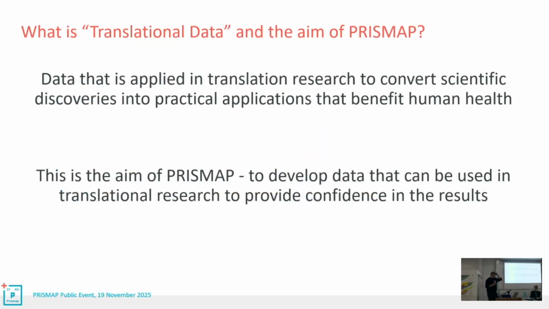So when we define translational data, the aim of PRISMAP is to say this is data that's applied into translation research to convert scientific discoveries into practical applications that benefit human health. So this is an aim of PRISMAP, especially in Work Package 11, to develop data that can be used in this translational research to provide confidence in the results that people are using.